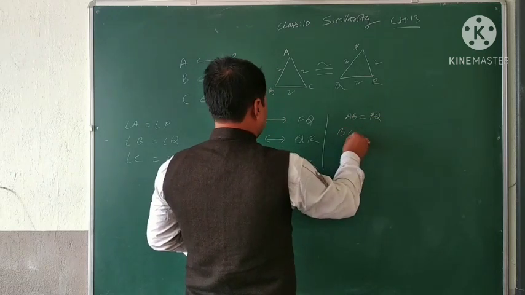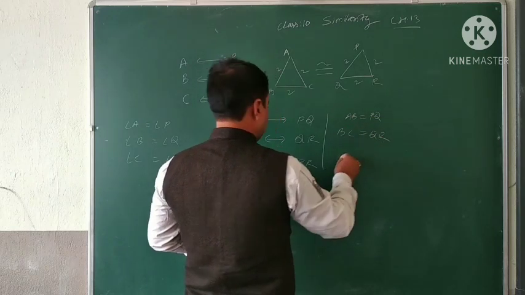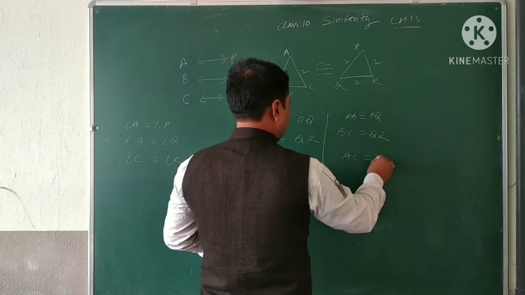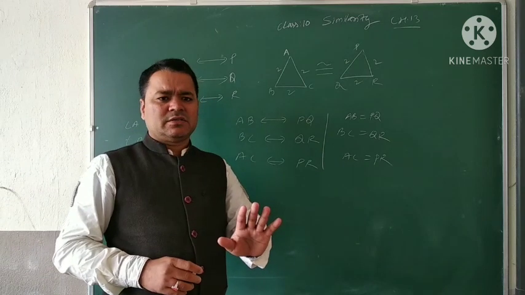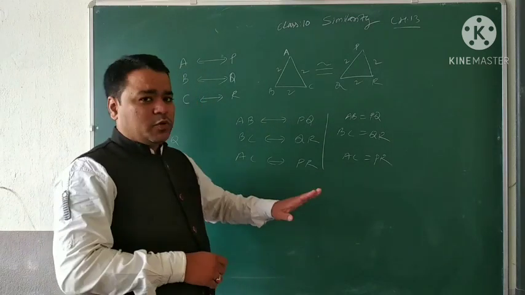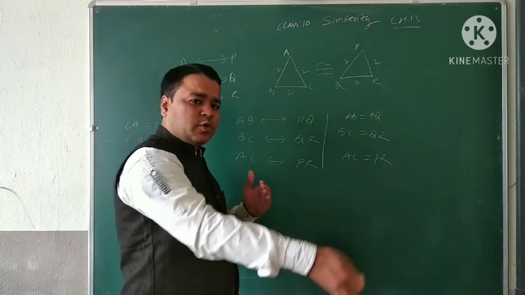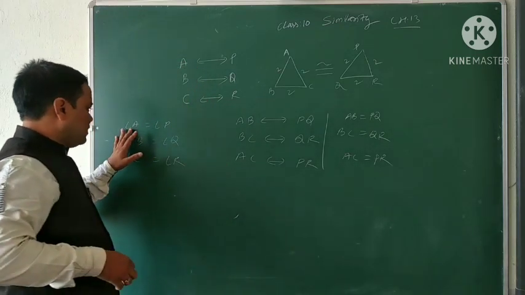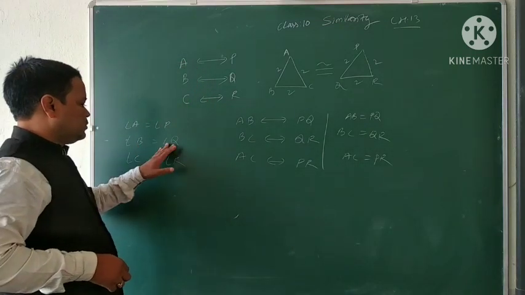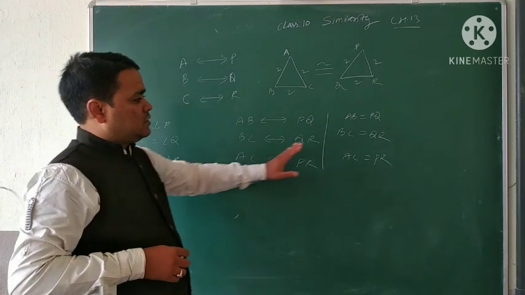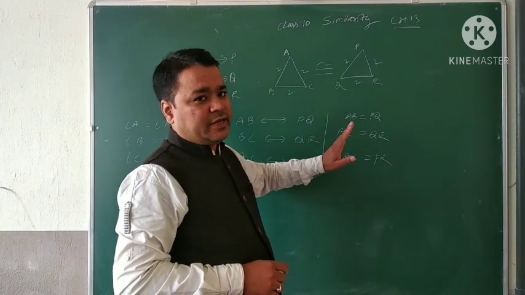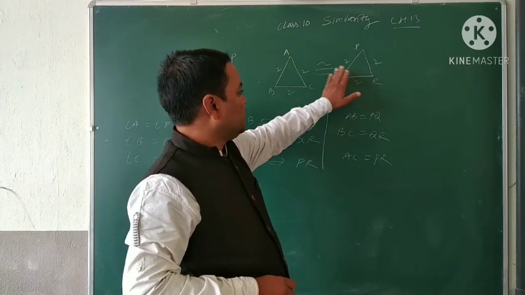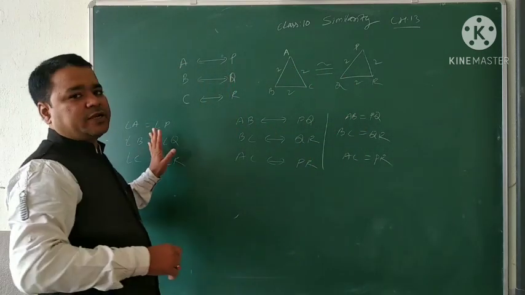PQ, QR, AC, PR. Okay, there are 6 components in the triangles, and each component is equal to its corresponding component. This angle A is equal to angle P, this is equal to Q, and this is equal to R, and these sides are equal. In the case of congruency, if two triangles are congruent, then this will be satisfied.